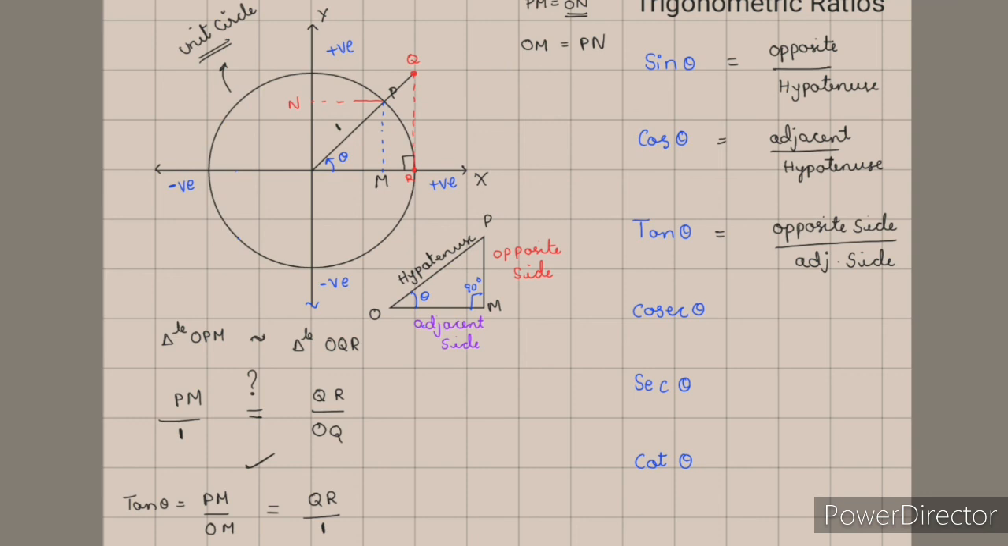Okay, we have seen how sine, cos and tan look. Similarly, cosec is nothing but 1 over sine. Secant is nothing but 1 over cos. Cot is nothing but 1 over tan.